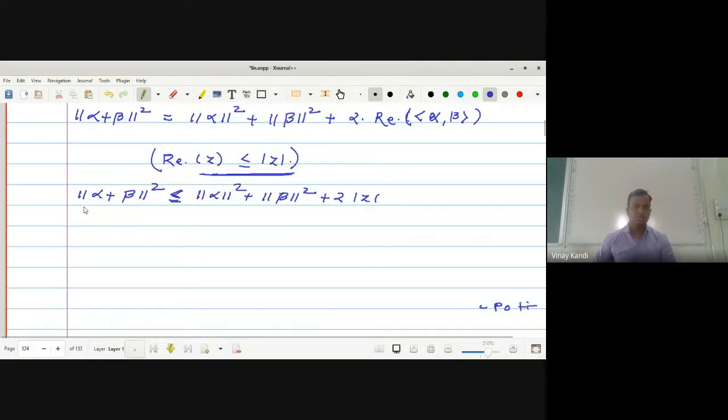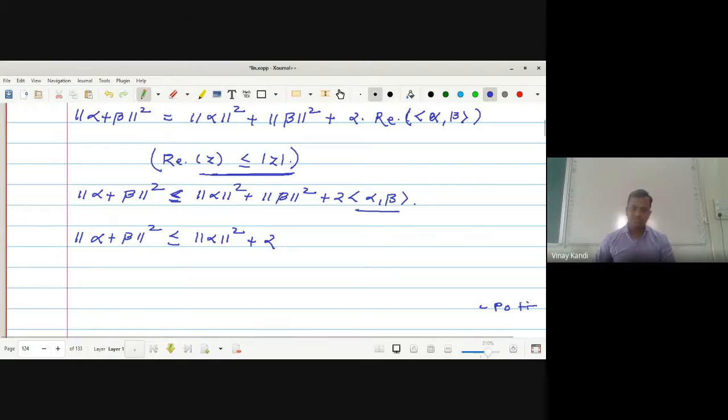Less than or equal to sign. So here norm square of alpha plus beta is less than or equal to norm square alpha plus norm square beta plus 2 times real part of z here. What is z here? Inner product of alpha beta. By Schwarz's inequality, norm square of alpha plus beta is less than or equal to norm square of alpha; this 2 is as it is.